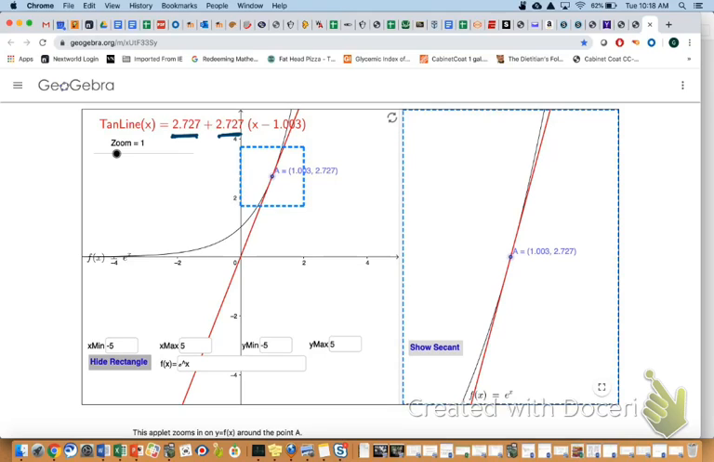Yes? So I want you to remember this. So think this through. I want you to remember that for e to the x, the derivative of e to the x at 1 is 2.727. So maybe take a second and write that number down. Maybe write, I don't know, the derivative of e to the x evaluated at 1 approximately is 2.727.